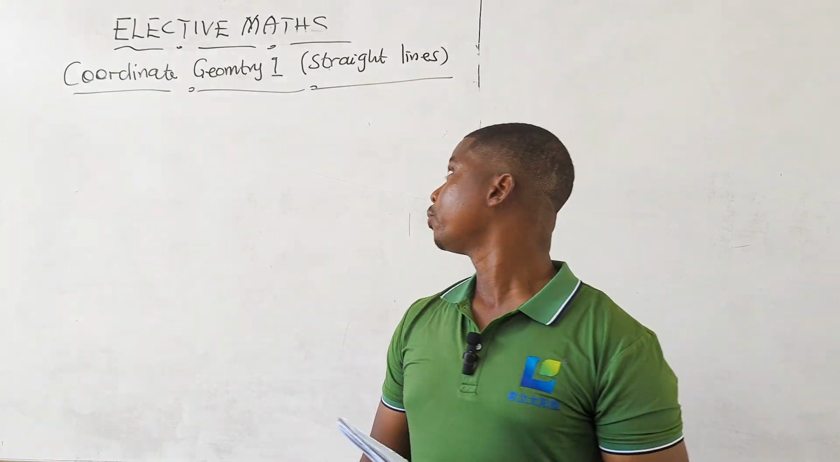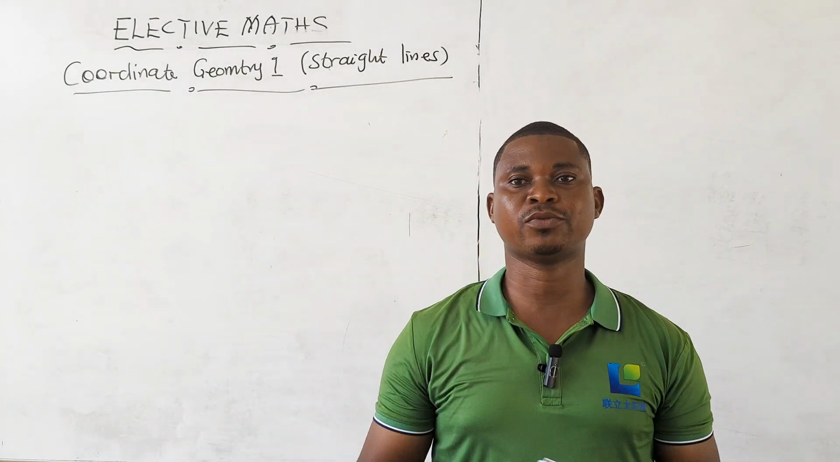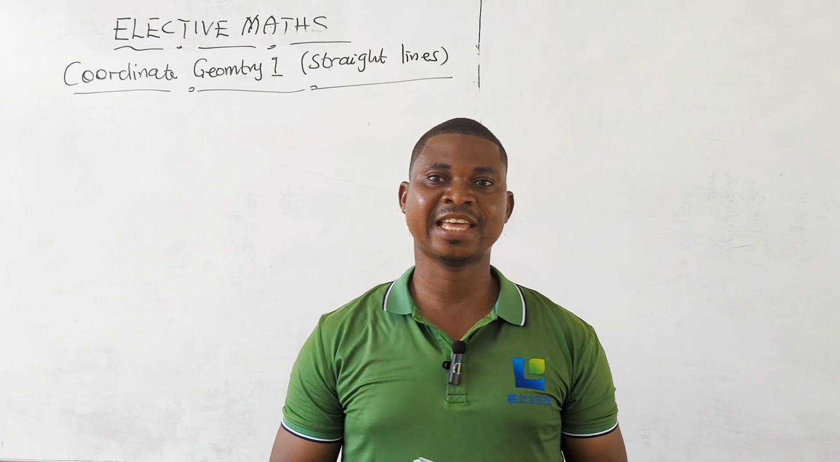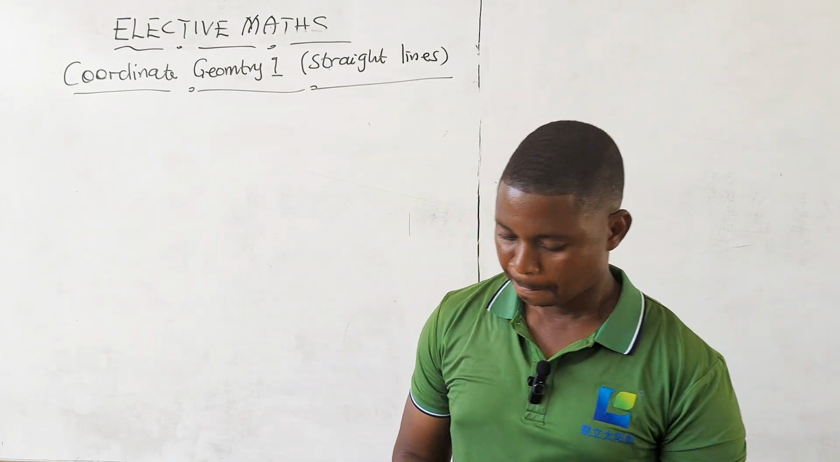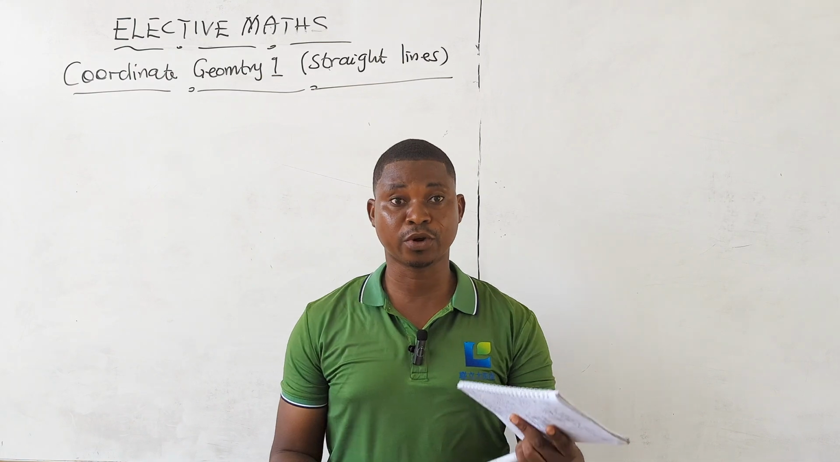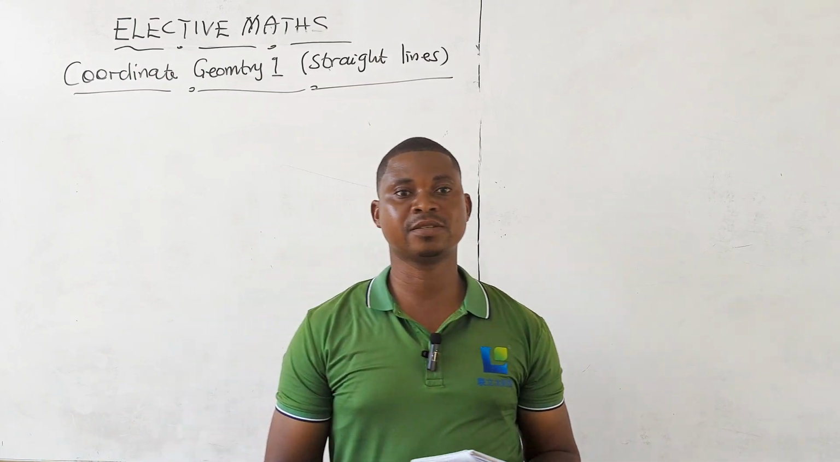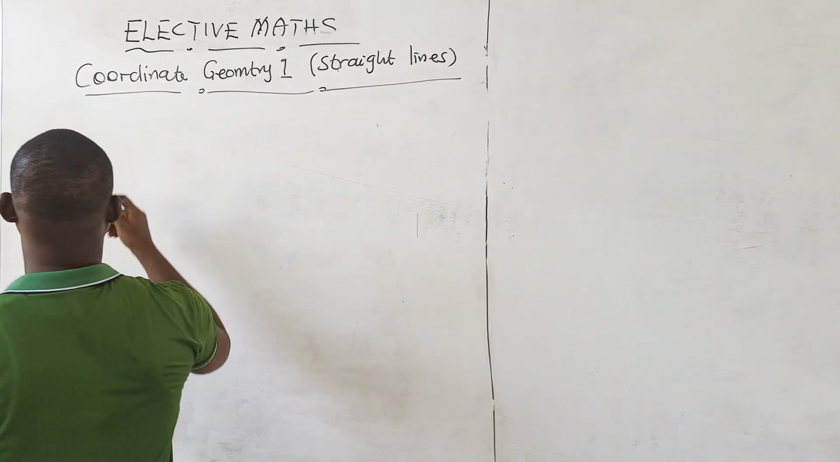So we are going to start with finding the length or distance of a straight line, or length or distance between 2 points.